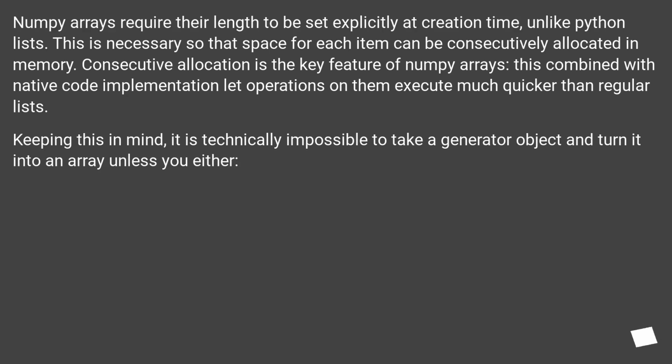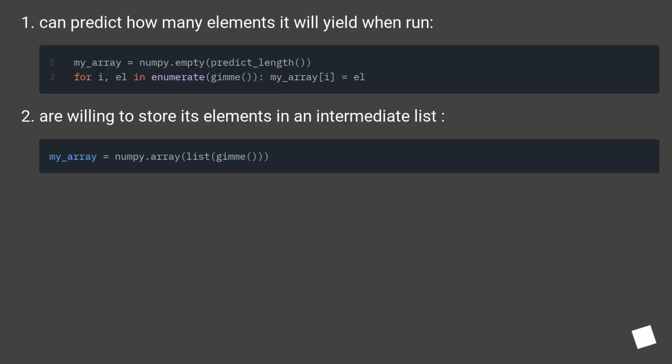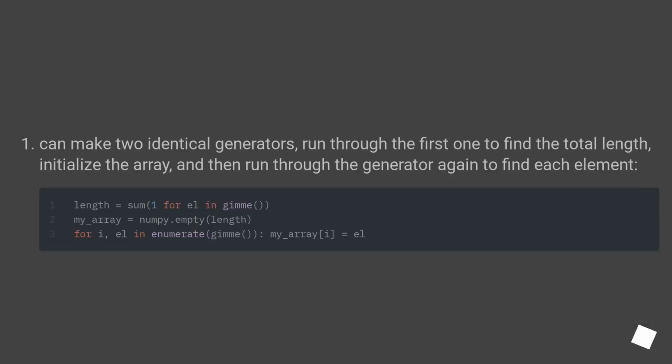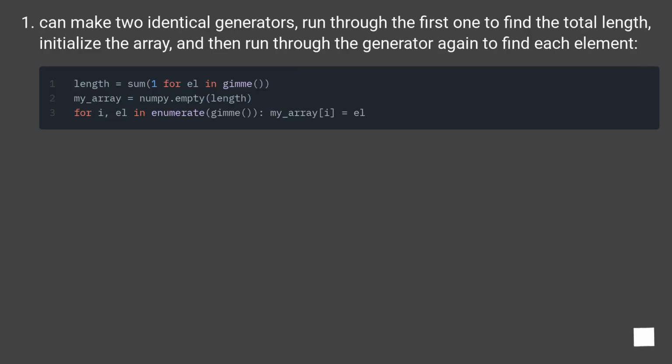Keeping this in mind, it is technically impossible to take a generator object and turn it into an array unless you either: one, can predict how many elements it will yield when run; two, are willing to store its elements in an intermediate list; or three, can make two identical generators, run through the first one to find the total length, initialize the array, and then run through the generator again to find each element.